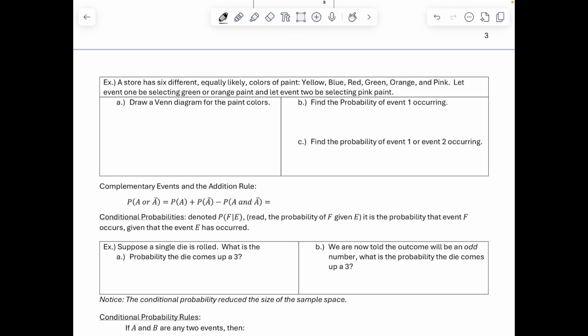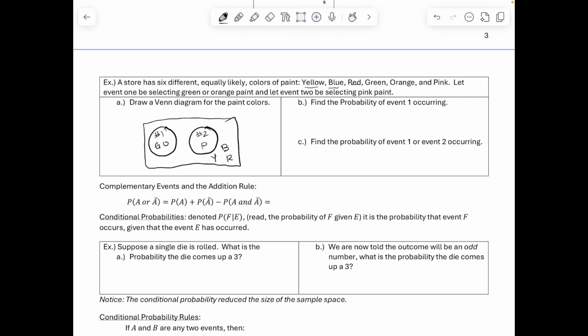And so with that said, when I draw my Venn diagram, I'm going to draw my 2 circles, but they're not going to have any overlap. And so I'm going to have event number 1 and event number 2. Event number 1 was selecting green or orange paint, and so I'm going to put a G and an O in event 1. Event 2 is selecting pink paint. And then the colors that we were not using for event 1 and event 2 are yellow, blue, and red. Those are going in the rectangle but not inside event 1 or event 2 circles.